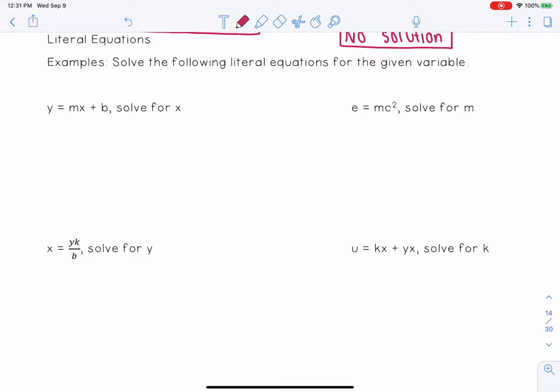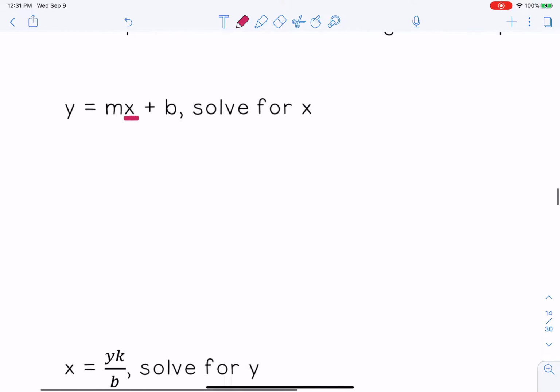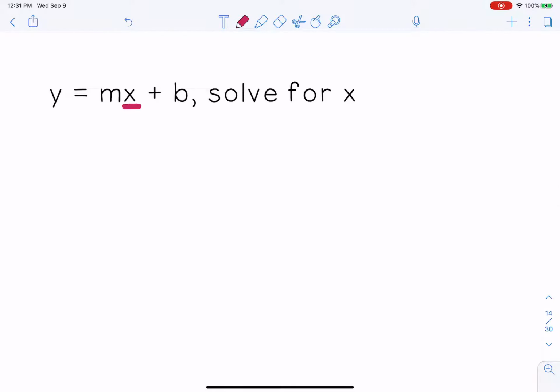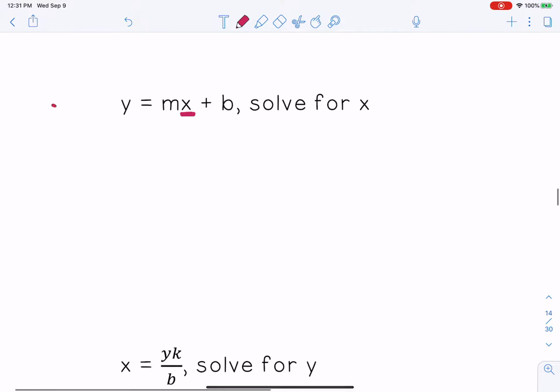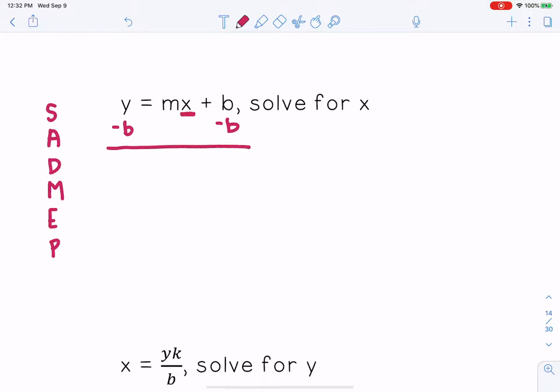So in this case, I want to solve for x. Let's ask ourselves, what's happening to x? It's being multiplied by m and b is being added to it. Just like usual, I'm going to use SADMAP to solve. The first thing I'm going to do is subtract b from both sides. Now this is where it might seem weird, right? You're saying, well, what's y minus b? You don't need to find an answer for it. You can just say y minus b equals mx.